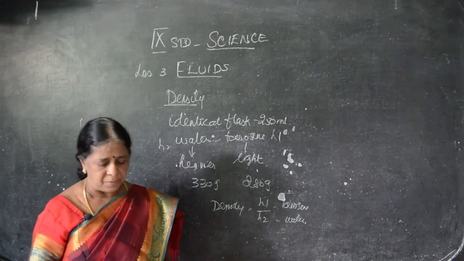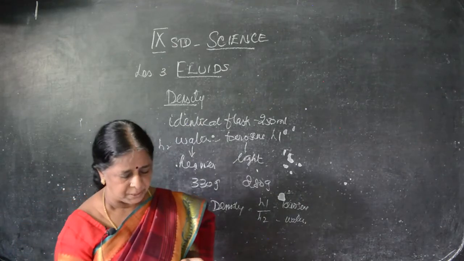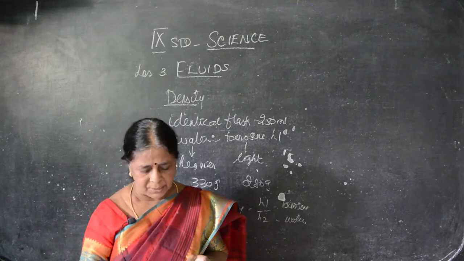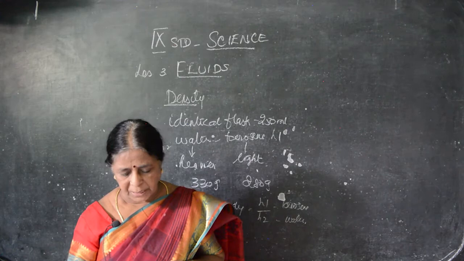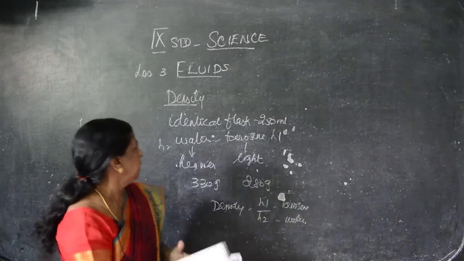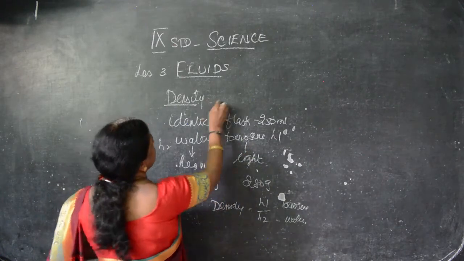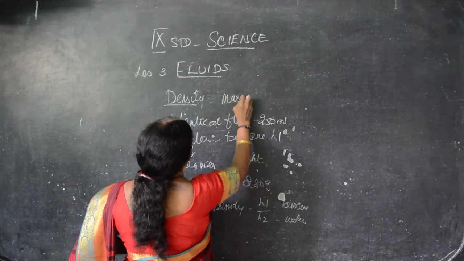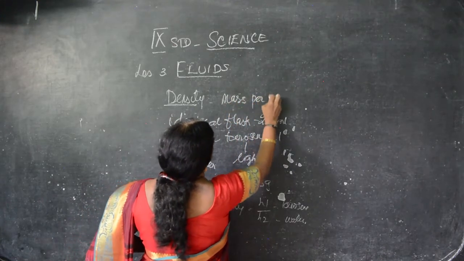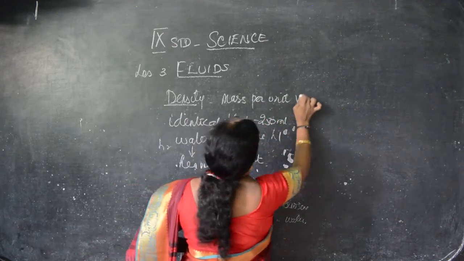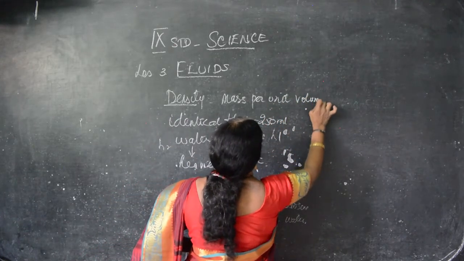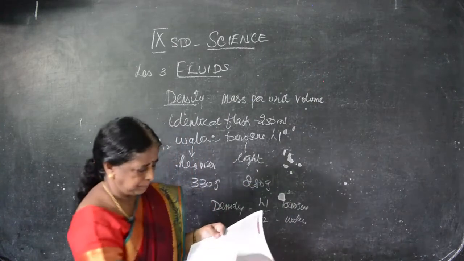So the correct definition for density is on page number 32, the first paragraph, last two lines. The density of a substance is the mass per unit volume of a given substance. So what is density? Mass per unit volume. Unit means particular, 1 unit, 2 units, like that. Mass per unit volume is known as density.